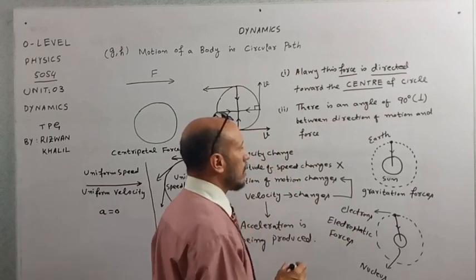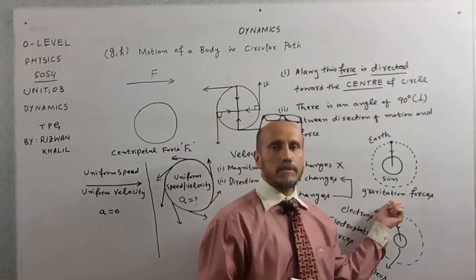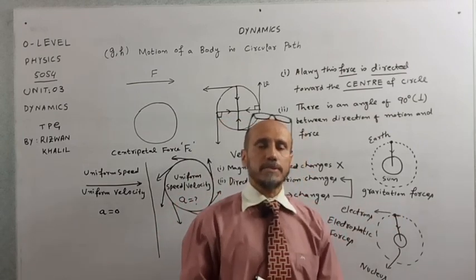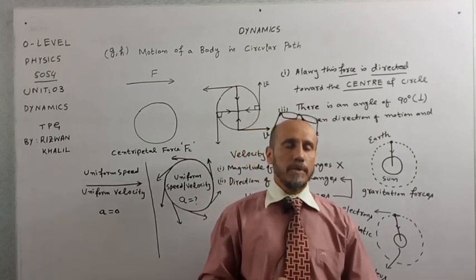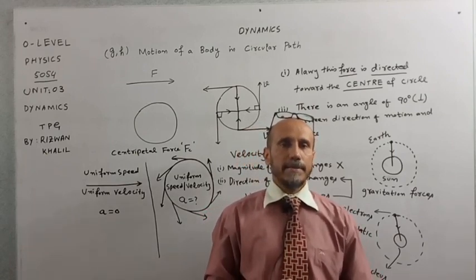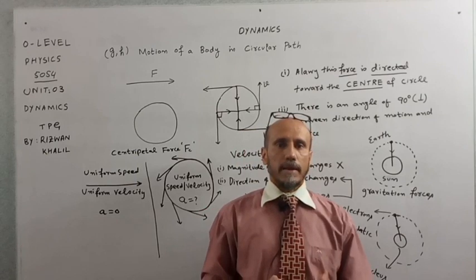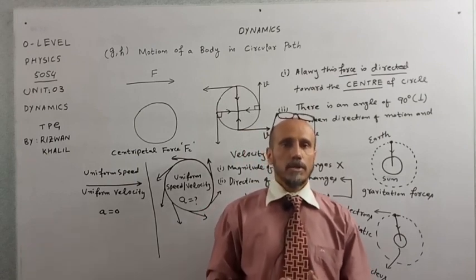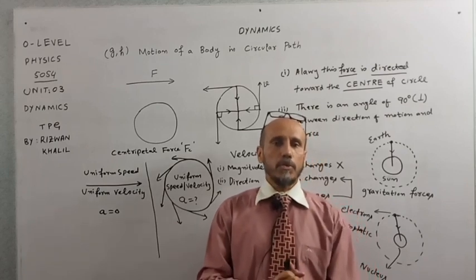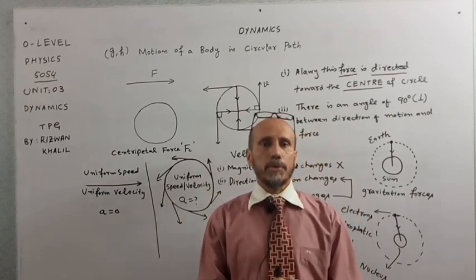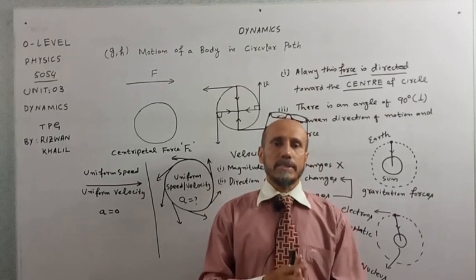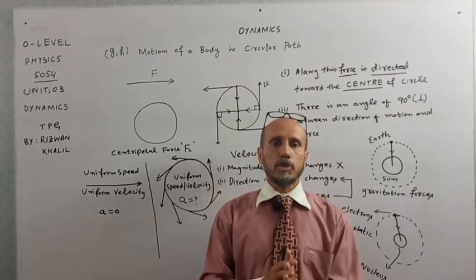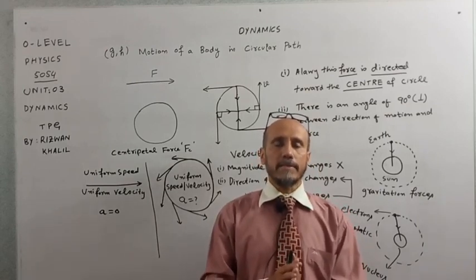So in planets, gravitational force exists which is responsible for the circular motion, and in charged bodies, electrostatic force is responsible for their circular motion. So I hope that now you will be able to cover all the questions with respect to unit number 3, that is dynamics.